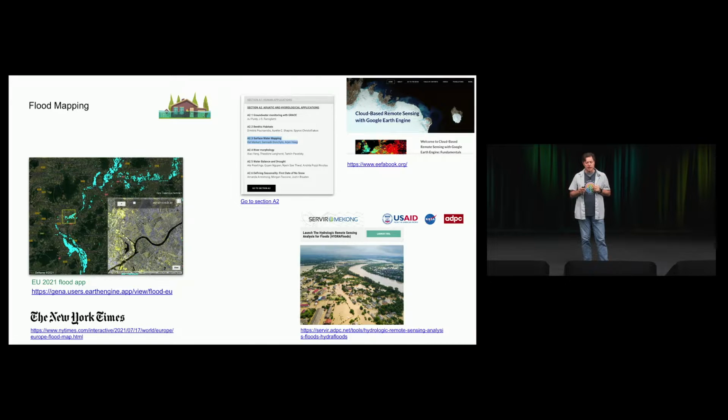Looking at, let's say, one of the applications, of course, floods. On the left, you see an animation of flood water occurring in Europe in 2021. There was a huge flood. And with Earth Engine, I was able to map the surface water or flood water in about, I think, one day it took to really mobilize and get the most recent data.